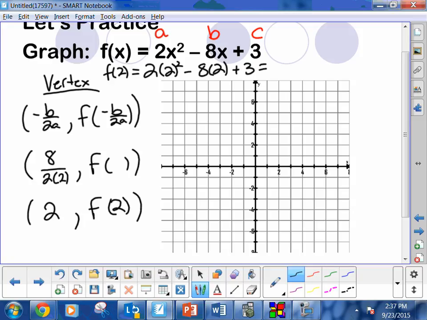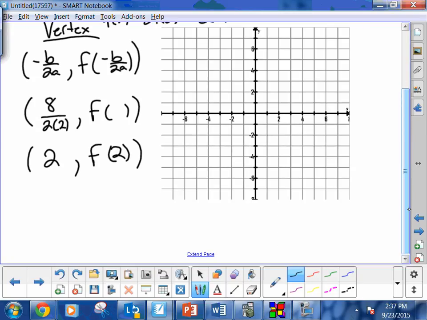you can do it yourself, but this is one of the things you're going to find out. If you trust me, you should get negative 5. Negative 5 should be your answer from this calculation, which means your vertex is really 2, negative 5. So my vertex is identified as 2, negative 5.